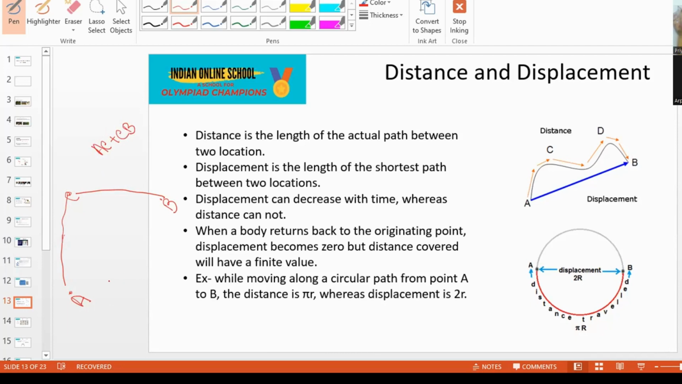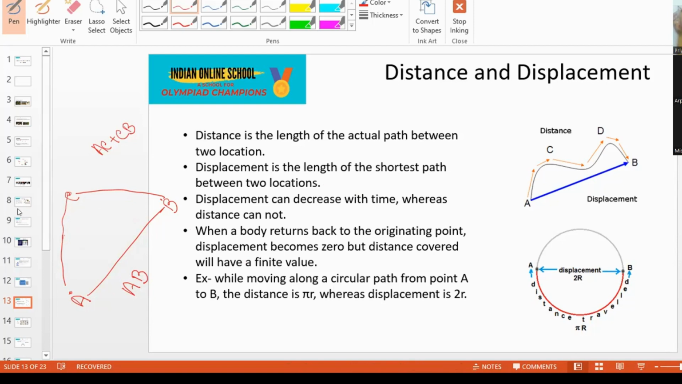But in case of displacement, displacement is the shortest path. So what will be the displacement here? Displacement will be AB. This is the shortest path. This is the long path, isn't it? This is the distance covered, and AB is the displacement. Is it clear? Displacement is from A to B, the shortest path, the shortest way we can reach. And the total path from A to B will be the distance covered.